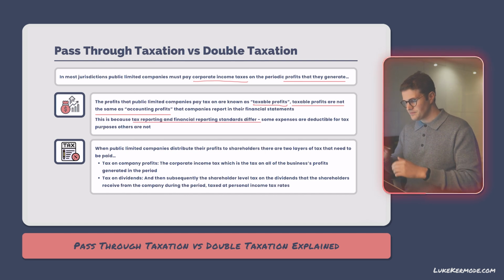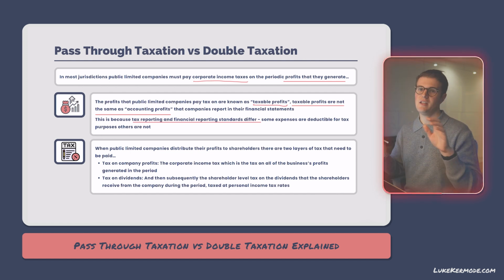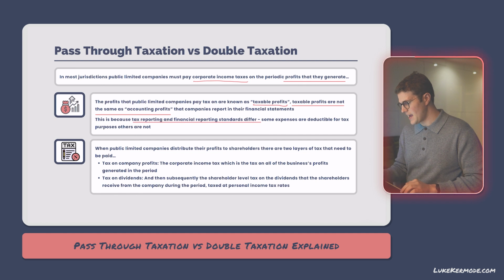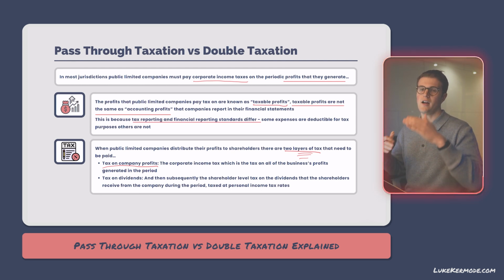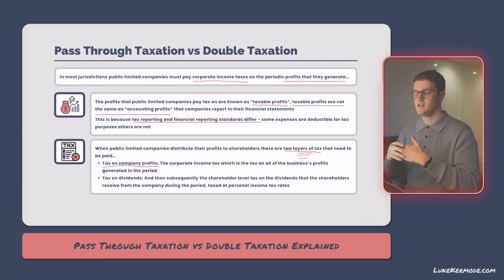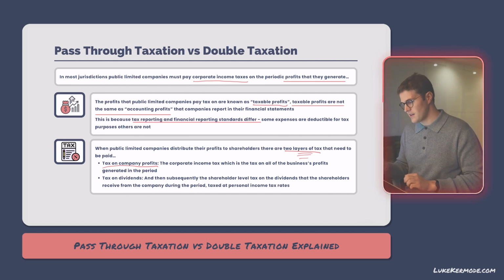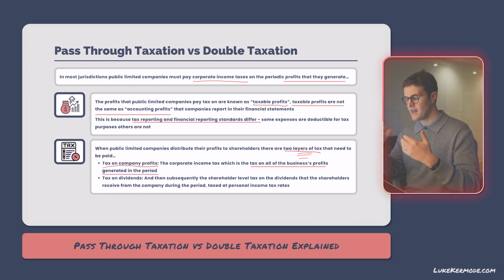Public limited companies are able to distribute their profits to shareholders. And what makes double taxation differ to pass-through taxation is that two layers of tax need to be paid. This is kind of obvious, as the name suggests, but I want to be clear on what these two layers of tax are. First is the tax that we mentioned above, the tax on company profits. A company generates revenue, it pays its operating expenses, it pays the interest on its debt, and then that residual profit is taxed. The company bears this tax. They have to pay this tax based on their local corporate income tax rate.